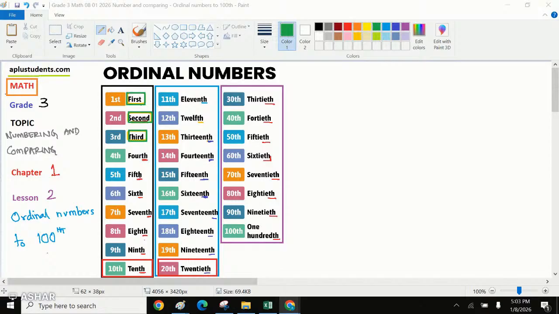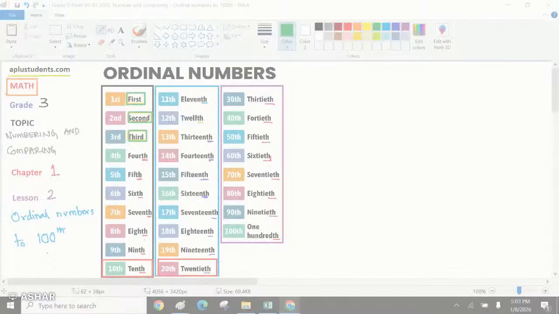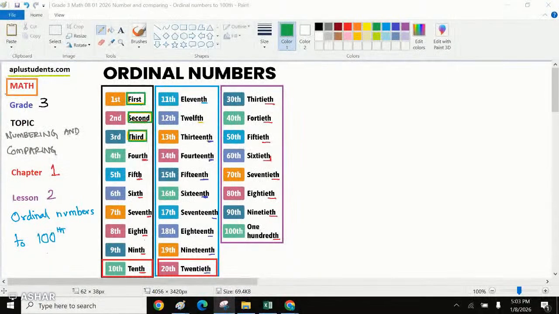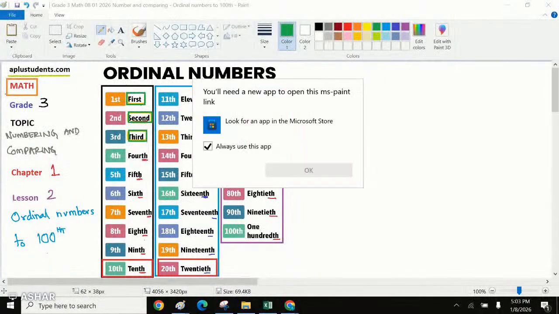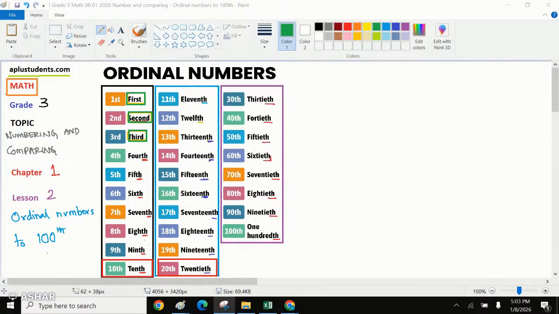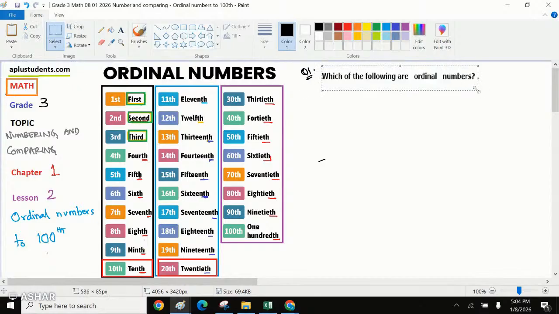Okay. The question is asking us which of the following are ordinal numbers. I'll just copy the numbers onto the screen so that we have the questions. Let's begin with the first question. I'll copy it over here and reuse this, so that we can save some time. Which of the following numbers are ordinal numbers?